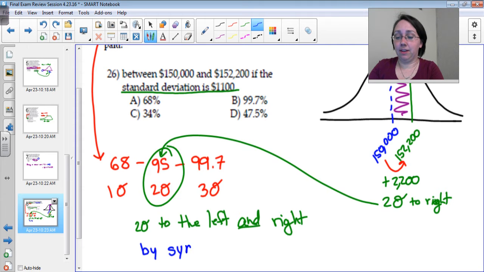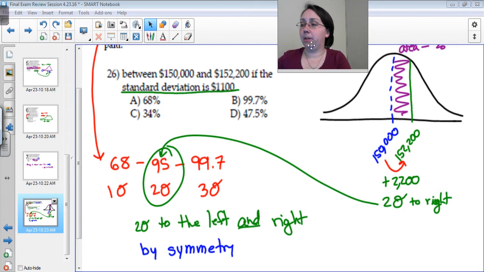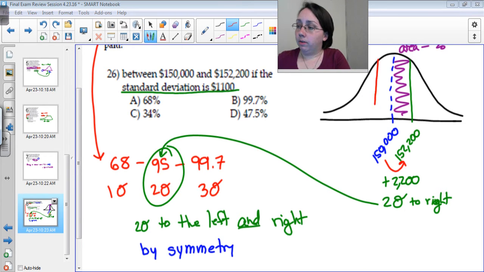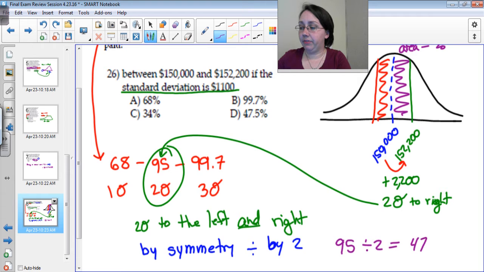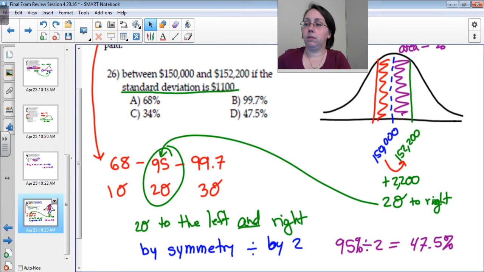Perfect. You're right. That's called symmetry. Bell curves are symmetric. So when you have my picture, you know that both of these areas together are 95%. Because it's symmetric around the mean, you just divide by 2. So our answer is going to be the 95 divided by 2. So that would be 47.5%. Questions?